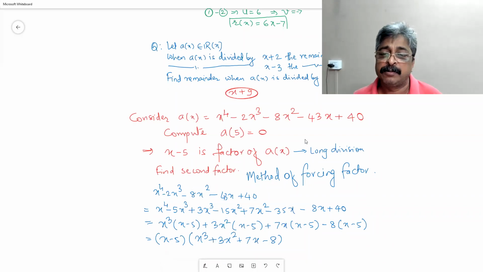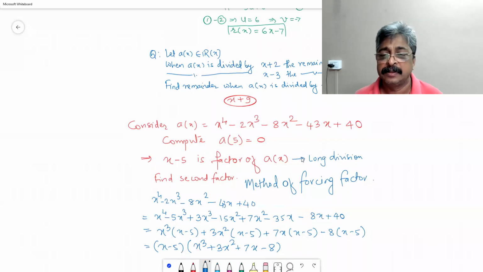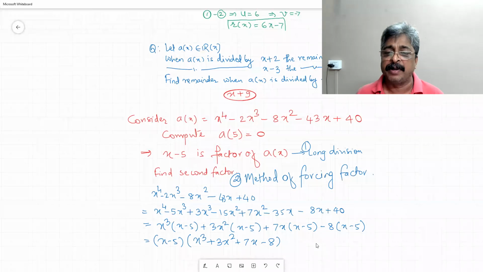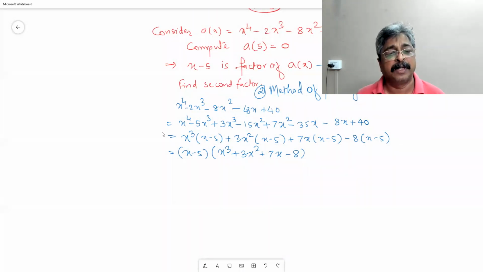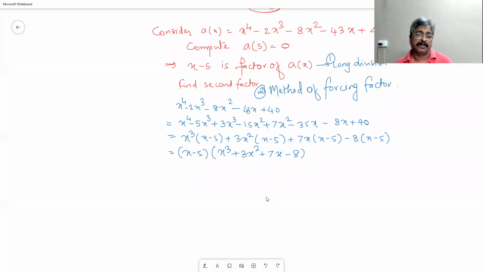This is the first method, which is long division. Second method, method of forcing a factor. But we don't have that much time. For all academic purposes, you can learn this, but we don't have time, nor do we have time to do long division.